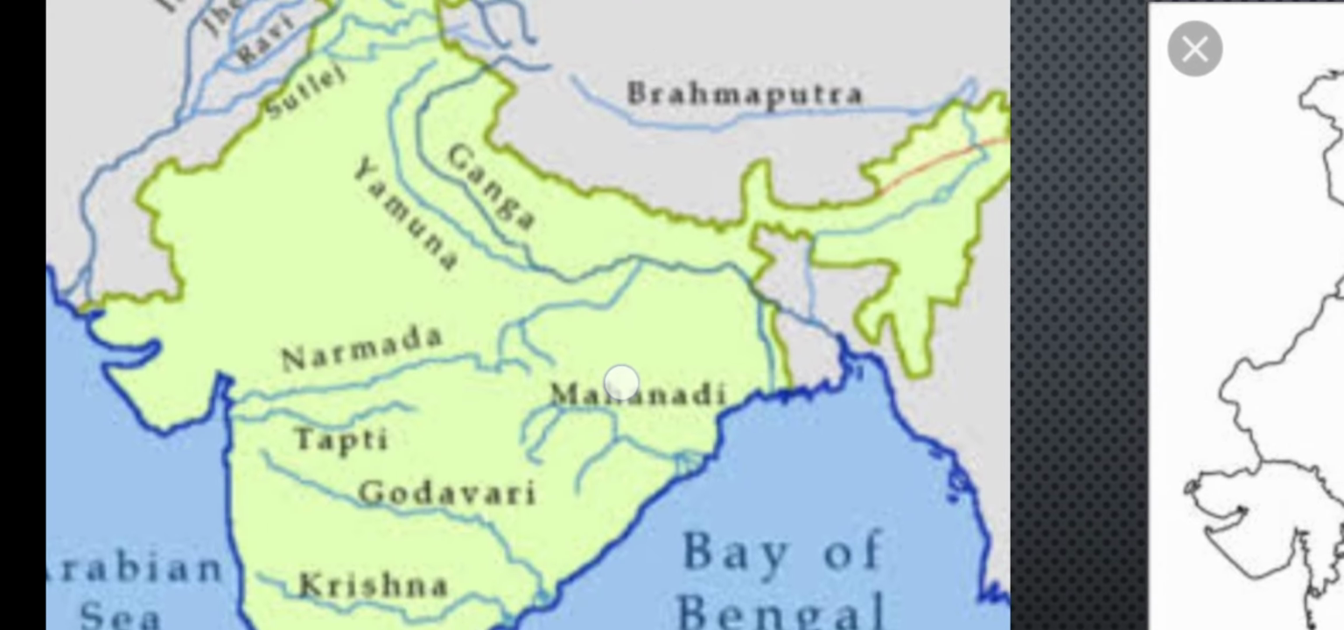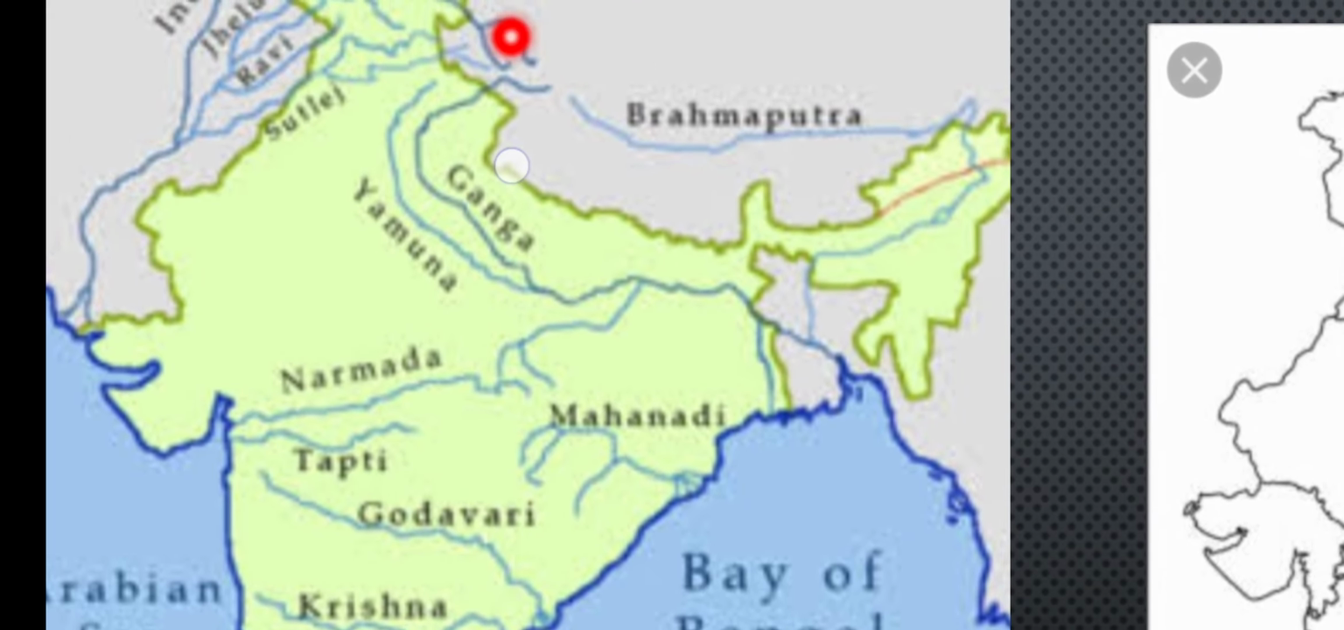Next, let us come to river Ganga. It originates in the Himalayan mountain range near Gangotri Glacier, passes through India, enters Bangladesh and meets river Brahmaputra, where it is known as Padda, and it meets the Bay of Bengal. So this is the mouth of the river, and here is the source or origination point of the river.